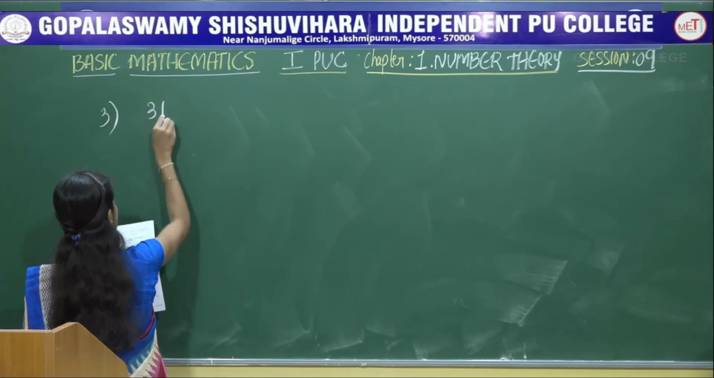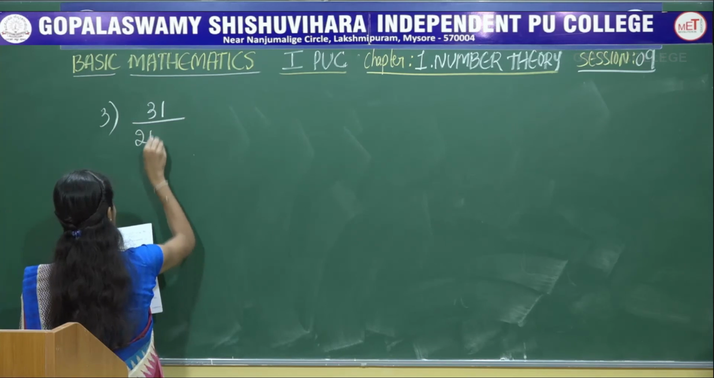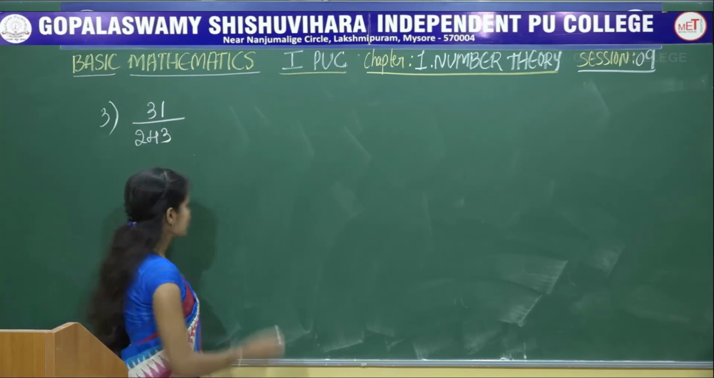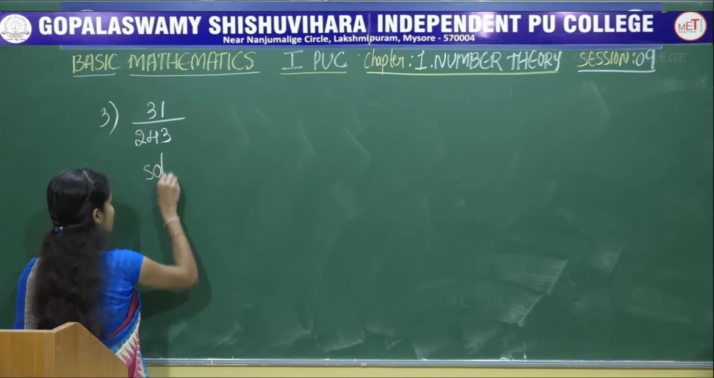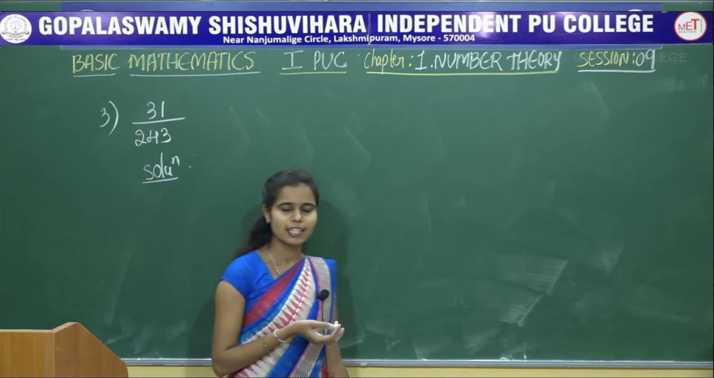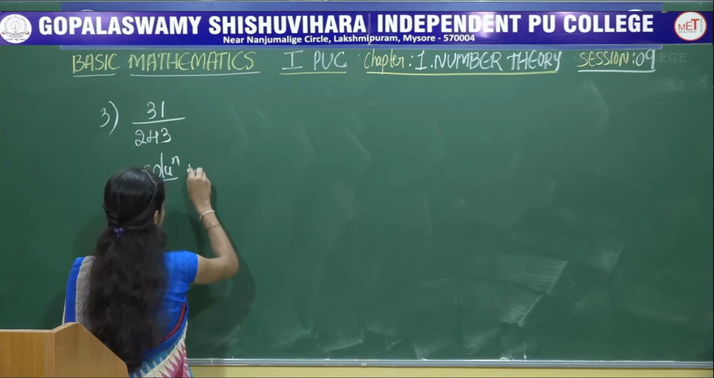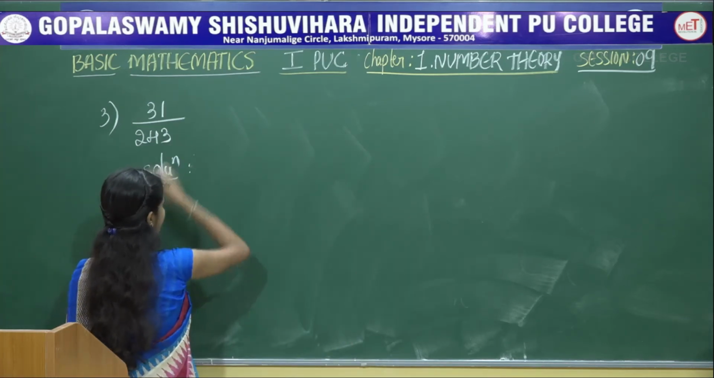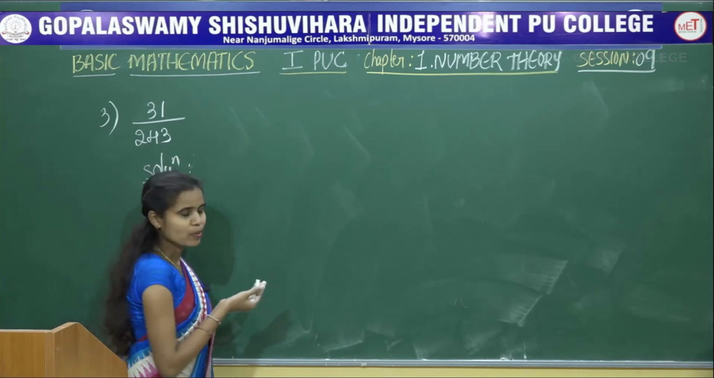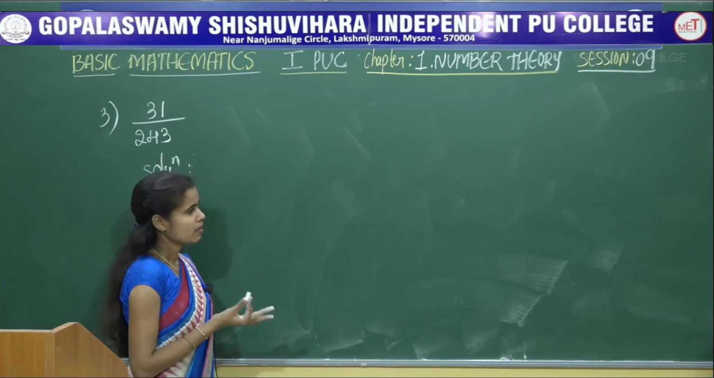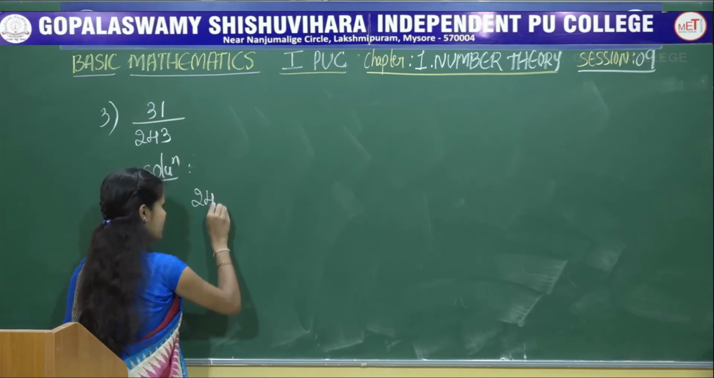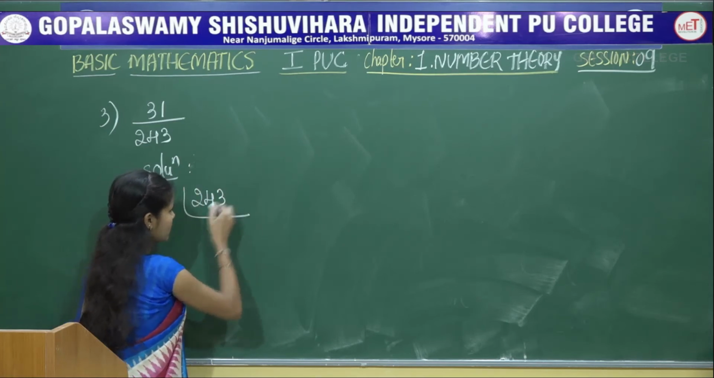Third one, 31 divided by 243. So here also, to verify whether the given rational number has a terminating or non-terminating decimal expansion, verify the canonical form of the denominator. Is it in the form of 2 to the power of n into 5 to the power of m or not? So consider the denominator. The denominator is 243.